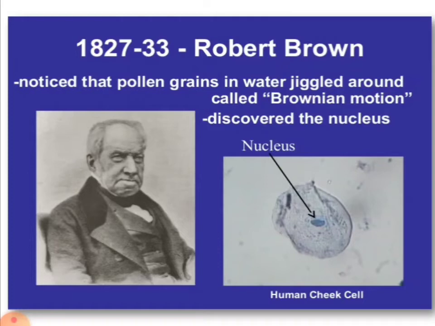He also researched that the pollen grains in the water jiggled around, which is also called Brownian motion. So even Brownian motion was discovered by Robert Brown. So the naming is done according to his name, that is Brownian motion. So Robert Brown discovered the nucleus in the cell.